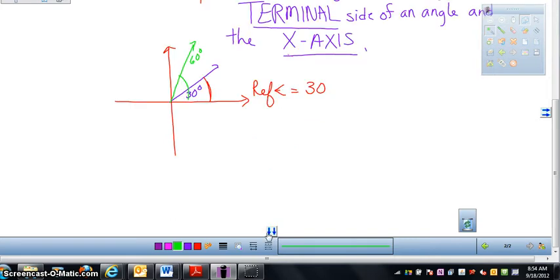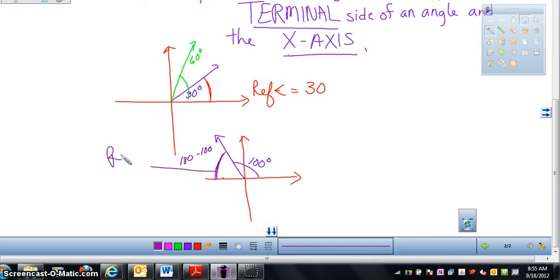So let's look at second quadrant angles. I'm going to draw an angle of 100 degrees. So from here to here, 100 degrees. Now I want the reference angle. The reference angle goes from the terminal side to the x-axis, and it has to be acute. So it can't go this way because that'd be obtuse. It has to be acute. So it's this angle. And with some simple math, that's 180 minus 100. So my reference angle is 80 degrees.